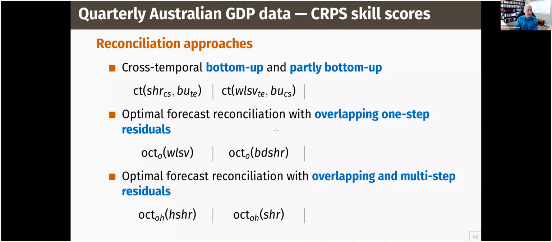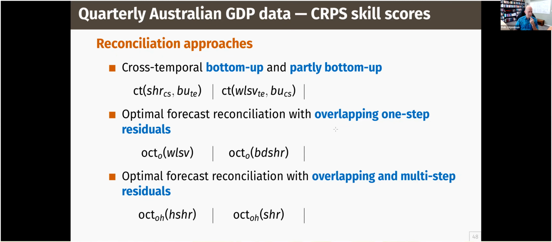And there's different ways I can do the reconciliation, different ways of choosing the covariance matrix. I'm not going to go through the different ways. I'll give you the reference to the paper that talks about where you can get these different ways of calculating the covariance matrix. There'll be cross-temporal bottom-up, which basically is ignoring the correlations, not trying to estimate the covariances between bottom level and higher level, or it might be partly bottom-up, where you're trying to estimate the covariances at the temporal side, but not on the cross-sectional side.